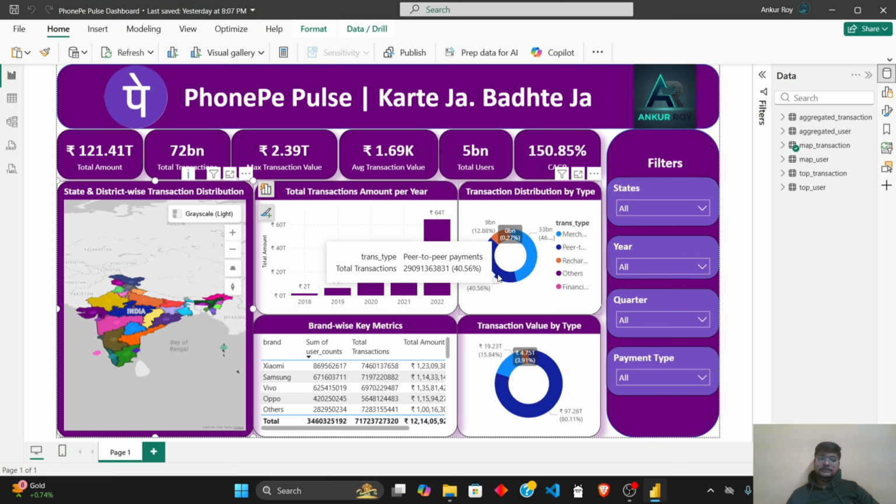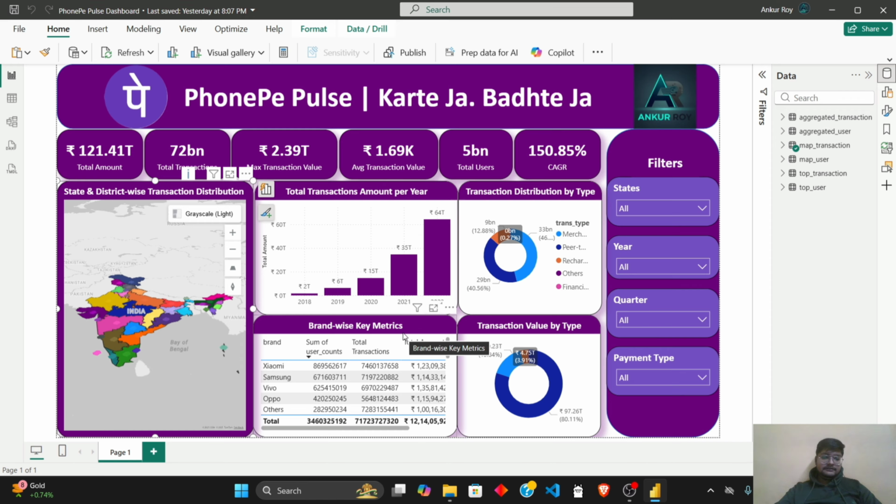Just by hovering onto these, we can see there are types like merchant payments, peer-to-peer payments, recharge and bill payments, and financial services. We also have another type categorized as others, but because of its very small quantity, we cannot observe it in this donut chart. From this chart, we can see that peer-to-peer transactions and merchant payments dominate the ecosystem. Recharges and financial services make up a smaller but steady share. This visualization helps us understand how users primarily utilize PhonePe, not just for shopping but also for daily money transfers.